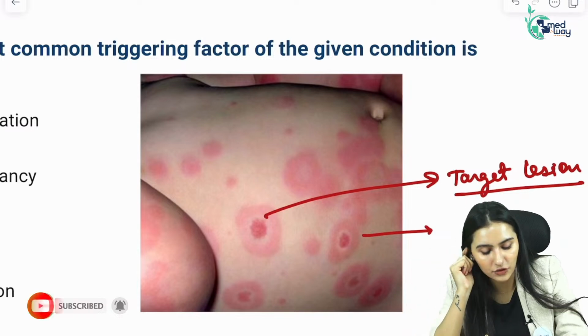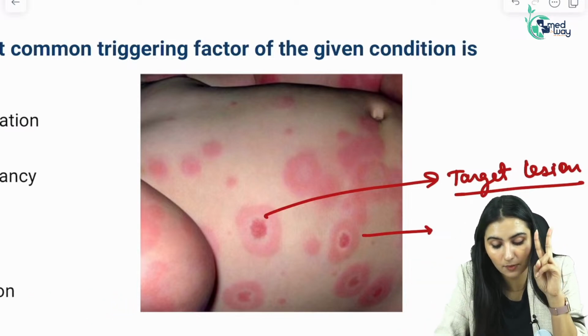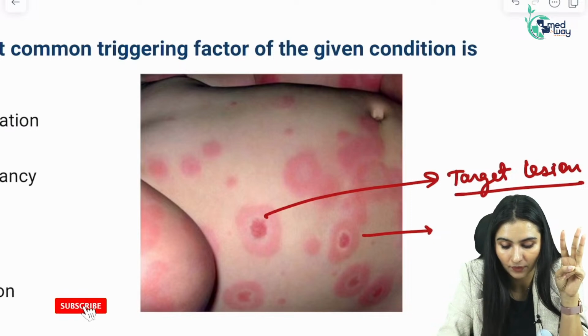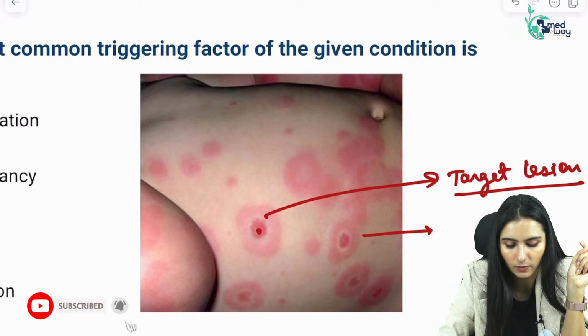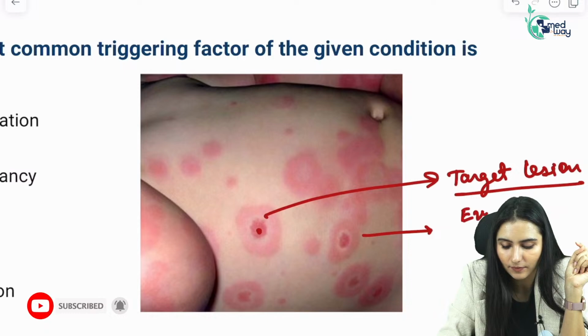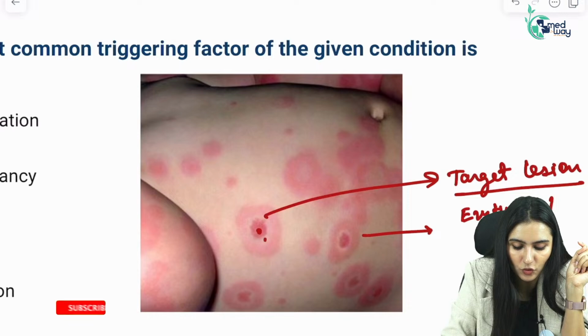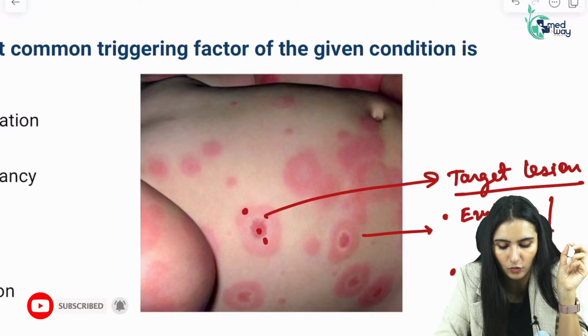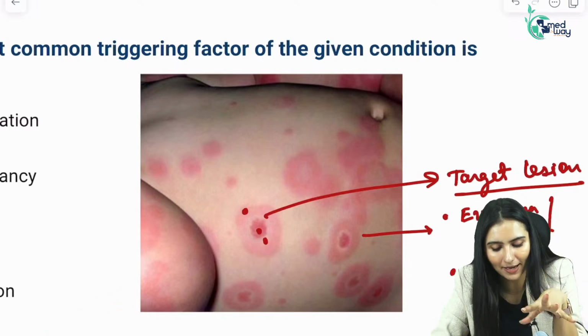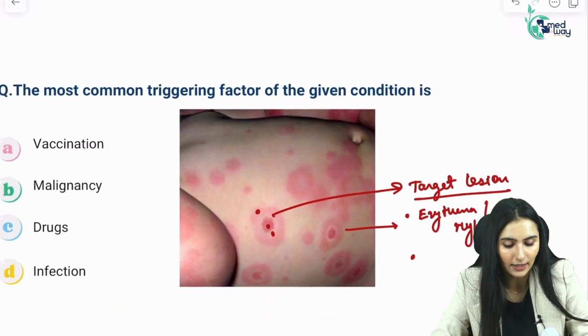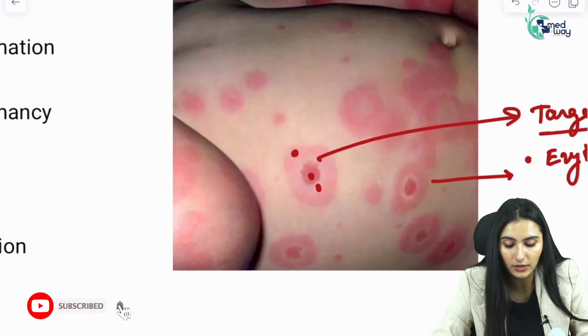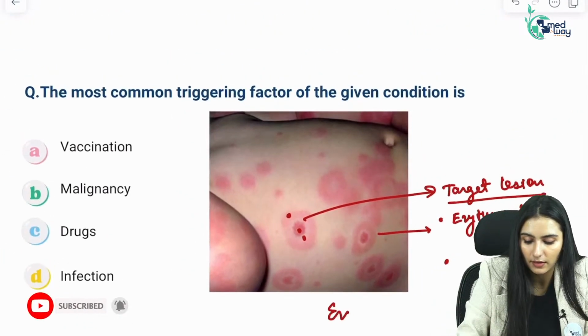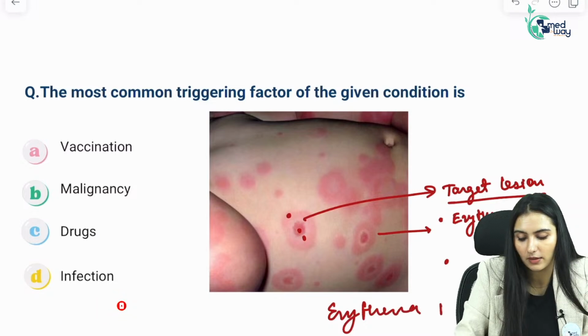When I say a target lesion, this is a proper target lesion, they are going to have 3 zones. First is the central zone, this one, that is erythematous, hyperpigmentation. Then there is a zone of no erythema, and then again there is a third zone of erythema, which is comparatively paler than the central one. So this is the target lesion. What is the condition? The condition is erythema multiforme.